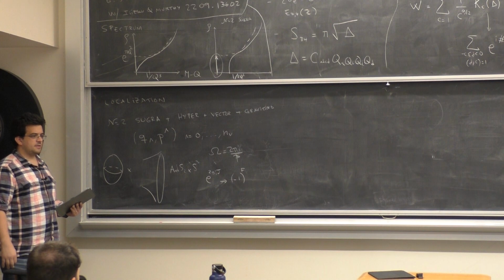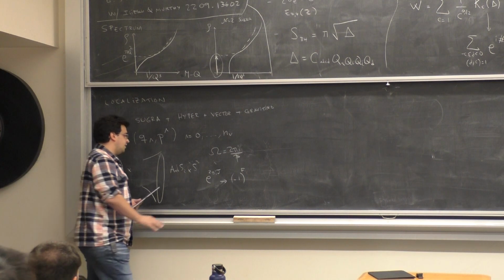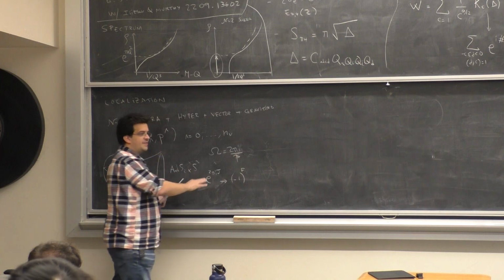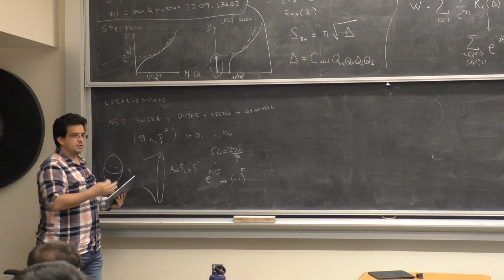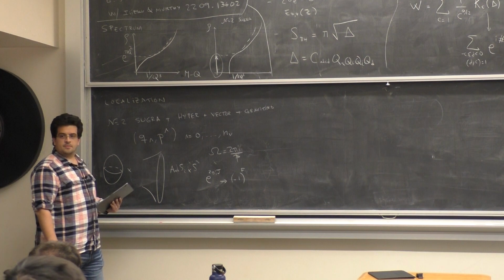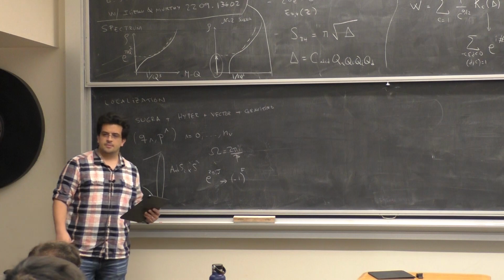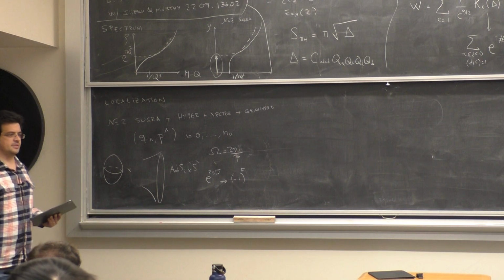So what would you do if you wanted to compute the number of states? Then I wouldn't turn on omega. I would do it at finite temperature, but I wouldn't be able to apply localization because I'm using boundary conditions that break supersymmetry. You'd only be able to apply localization in the limit when T actually goes to 0. But that's a singular limit.